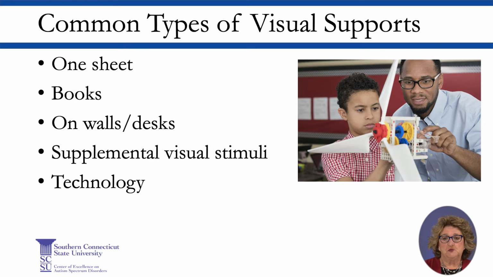Common types of visual supports can be one sheet, graphic organizers. Visual supports can be posted on walls and desks. We're going to take a look at an example of that in a little while. Some supplemental visual stimuli, and obviously technology.